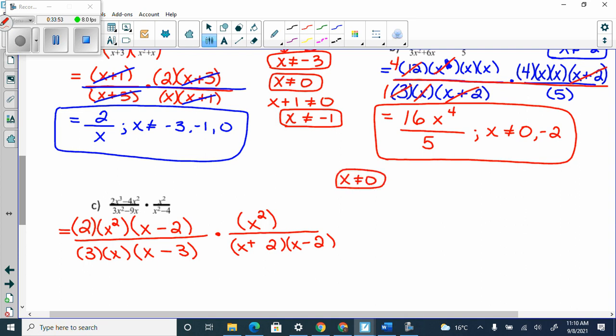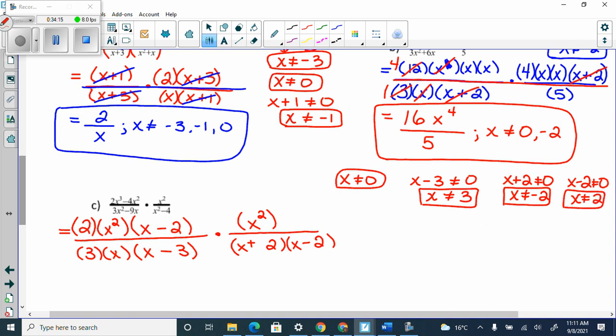Then I have x minus 3 cannot equal 0. X cannot equal 3. You add it over. X plus 2 cannot equal 0. X cannot equal -2. And x minus 2 cannot equal 0. X cannot equal 2.